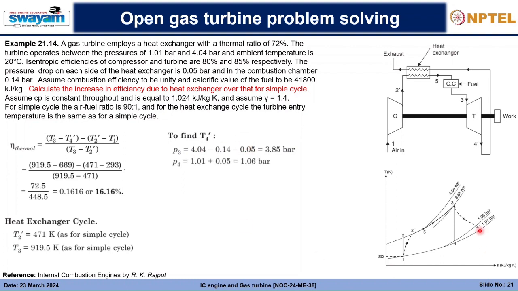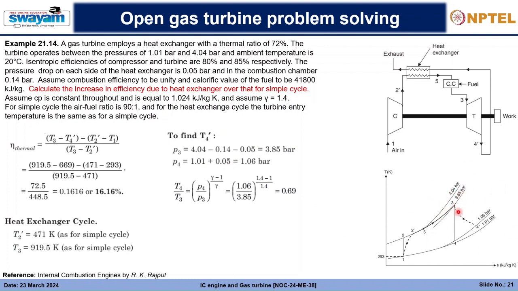But here P4 will have to be raised to 1.06 bar. Why? Because eventually, after moving through the heat exchanger, it should lower down to 1.01 bar. So it will have to lower down after accounting for the pressure loss, and that's why P4 should be higher at 1.06 bar.